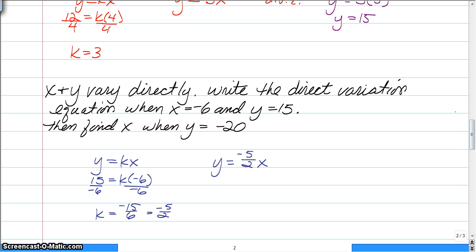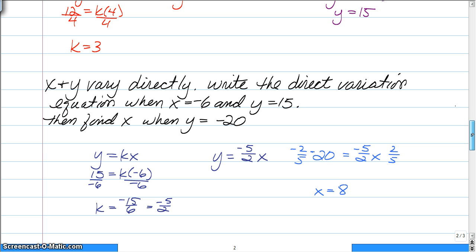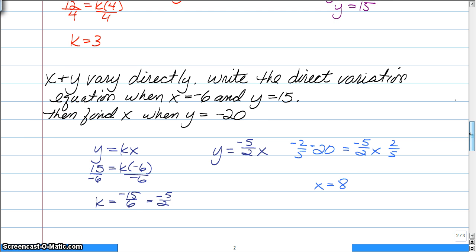To finish part 2, we just substitute 20 in for y is equal to negative 5 halves x. Multiply both sides by negative 2/5. And you're going to end up with x equals 8. I'm sorry, this problem said negative 20. I apologize about that. Negative 20. So negative 20 times a negative 2/5 is a positive 8.